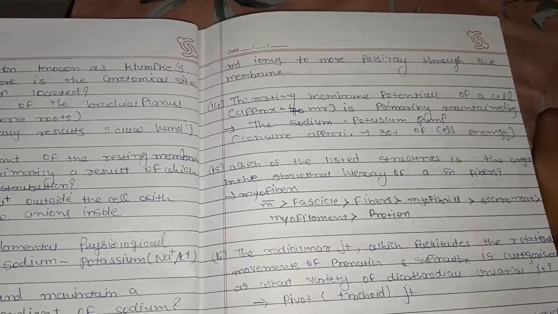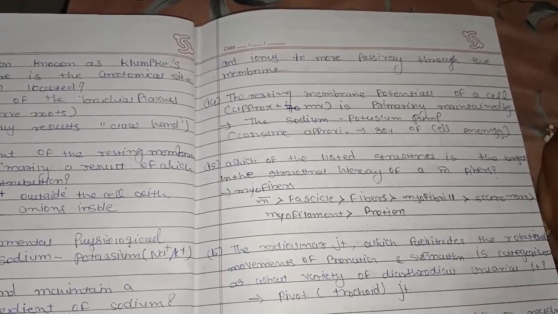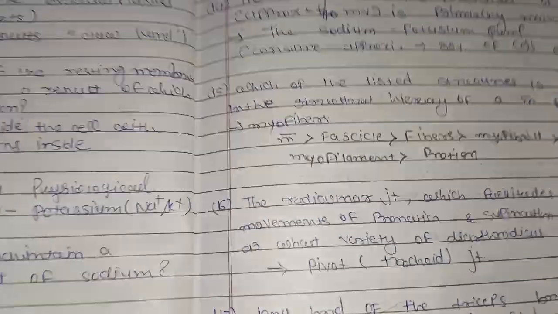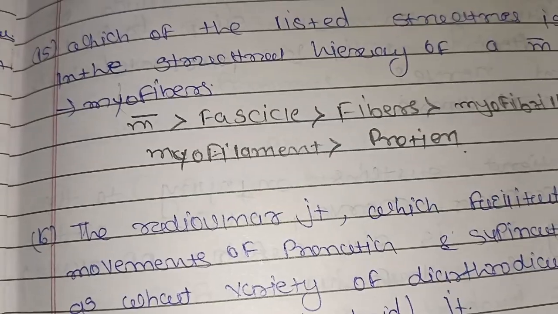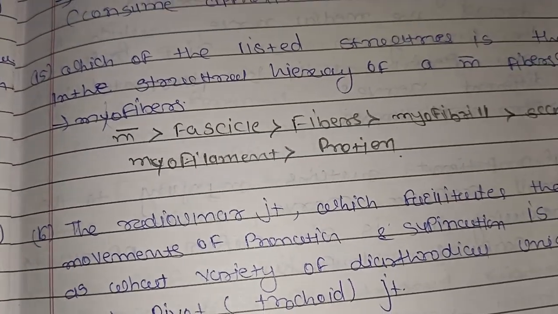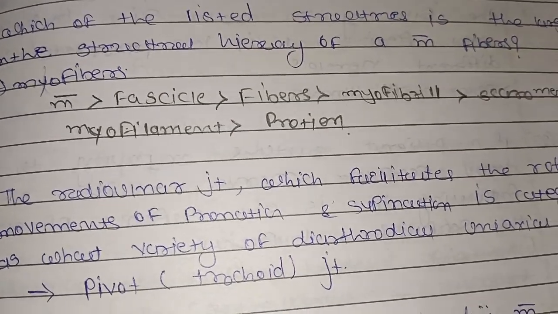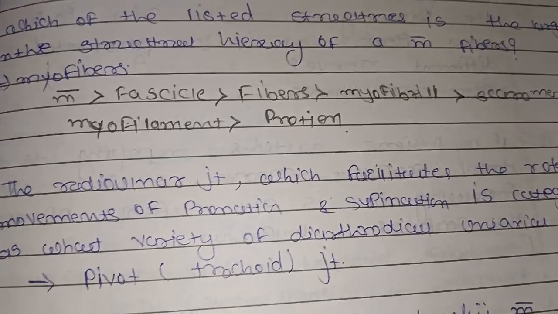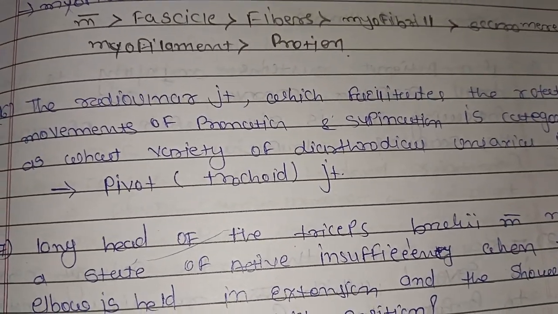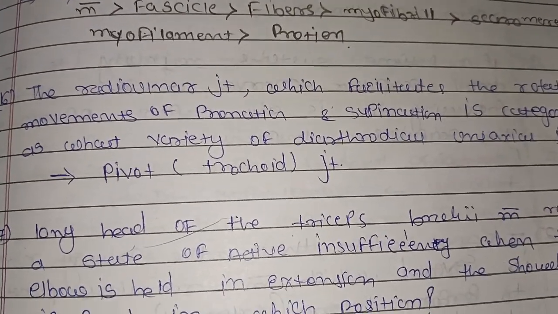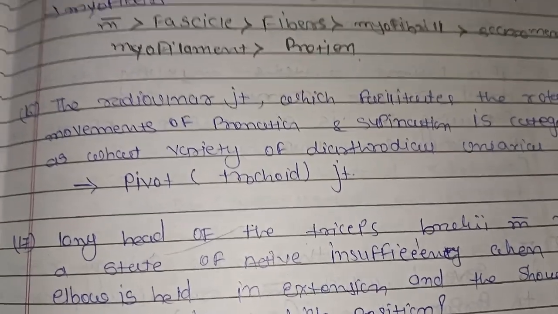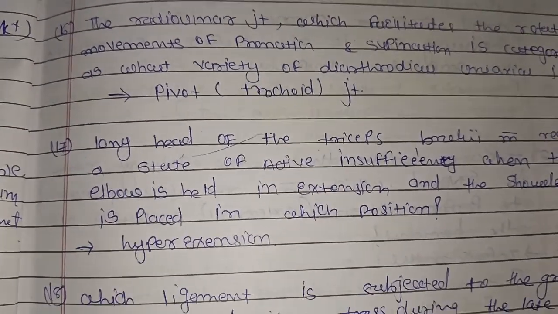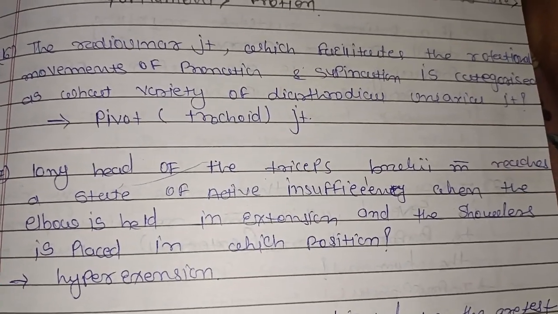Which of the listed structures is the largest in the structural hierarchy of muscle? So muscle, then fasciculus, fiber, myofibril, sarcomere, myofilament, protein. The proximal and distal radioulnar joints are both pivot type joints. Okay. Long head of the triceps brachii, muscle weakness.